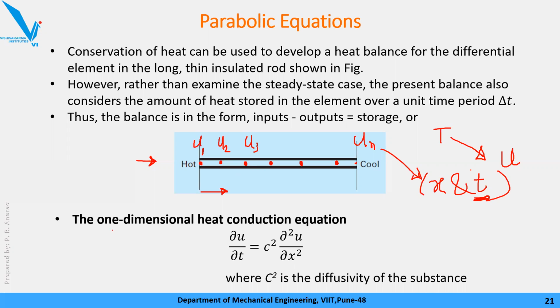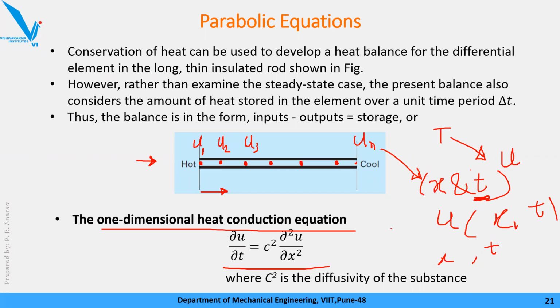If you look at the one dimensional heat conduction equation, the partial differential equation you will observe is dou u by dou t equal to c square into dou square u by dou x square, where u is a function of x comma t. x and t are the independent parameters and c square is the thermal diffusivity of the substance. So this is your parabolic partial differential equation. What we have to do is find the temperature at various locations. That means we have to solve this governing partial differential equation, and solving it gives you different values of u.